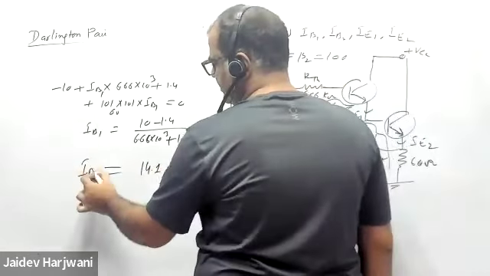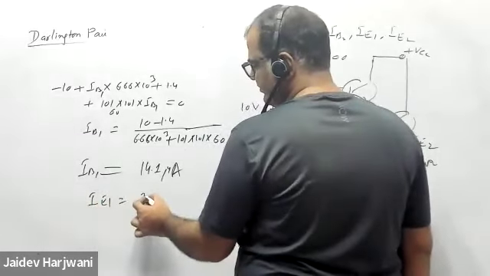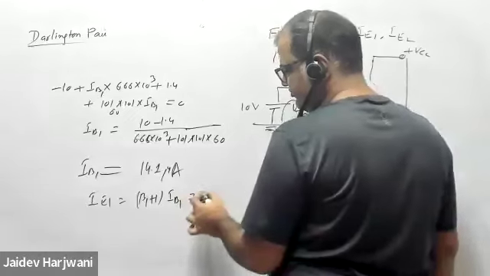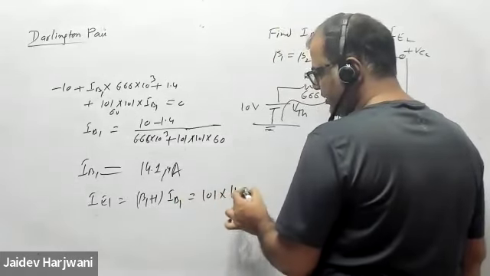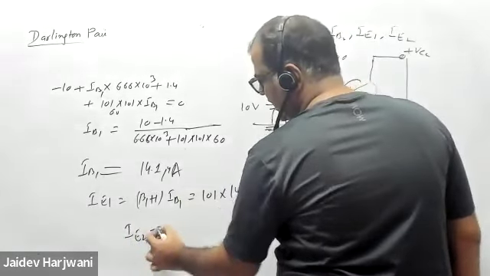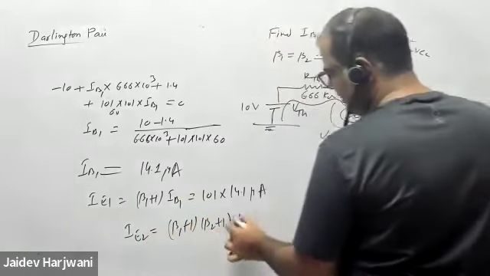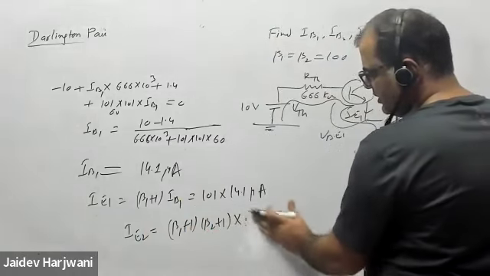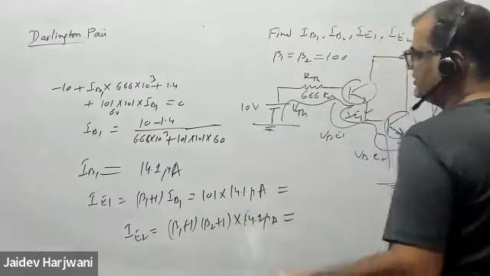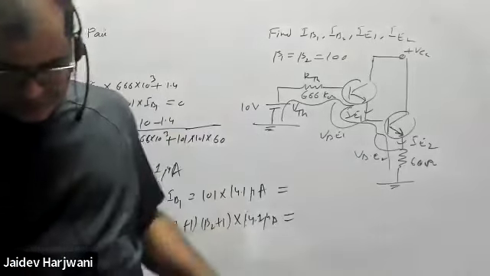This is IB1. Now you want IE1. IE1 will be beta 1 plus 1 into IB1, that is 101 into 14.1 microampere. And if you want IE2, IE2 will be beta 1 plus 1 into beta 2 plus 1 into 14.1 microampere. You can solve the calculations and find the values. Okay, so I'll stop here. We'll continue tomorrow. Thank you.